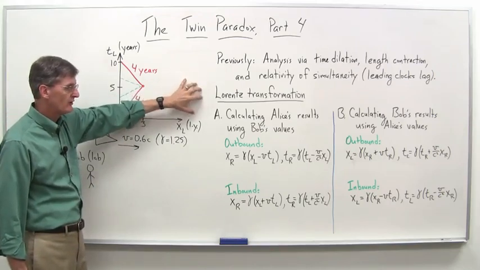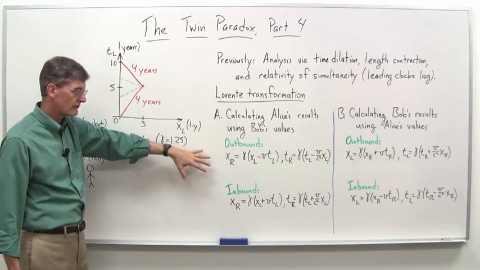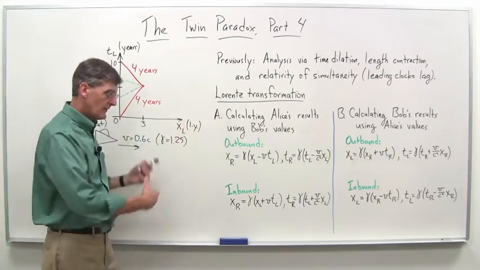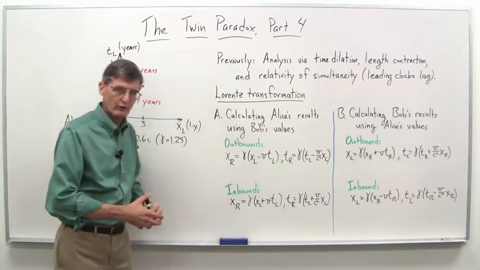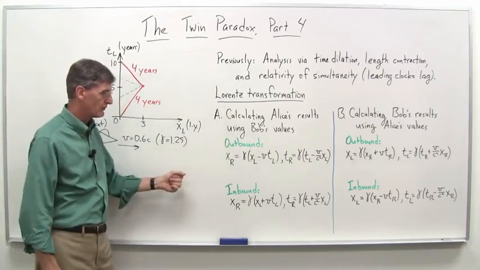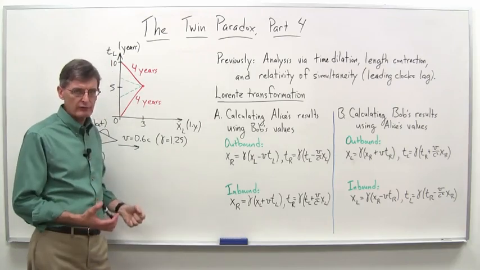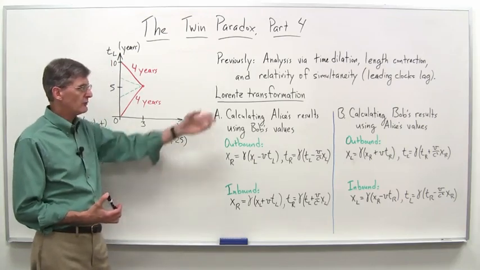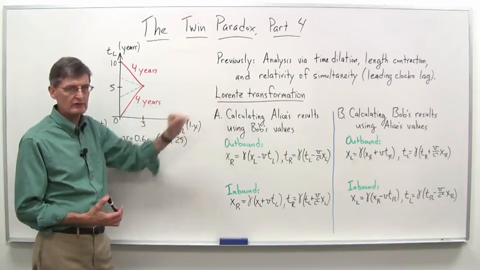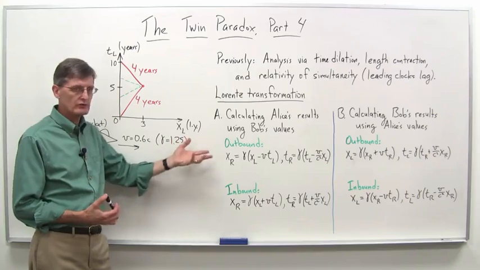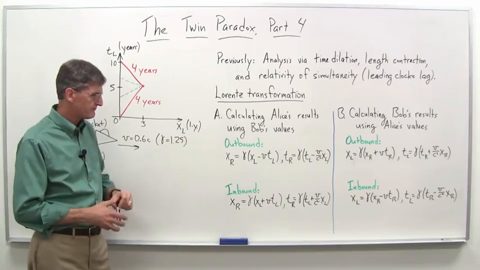So all that being said, what about the Lorentz transformation here? What we want to show is that you can get the same numbers using the Lorentz transformation, perhaps a little faster as well. The downside is, first of all, you've got to use the correct versions of the formulas, so you've got to be careful about that. But the downside is you don't get as much feel for what's going on as you do when you break it down via time dilation, length contraction, and leading clock's lag, the relativity of simultaneity. But we do want to show that you can do this.